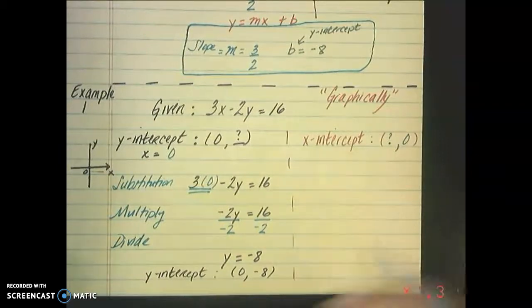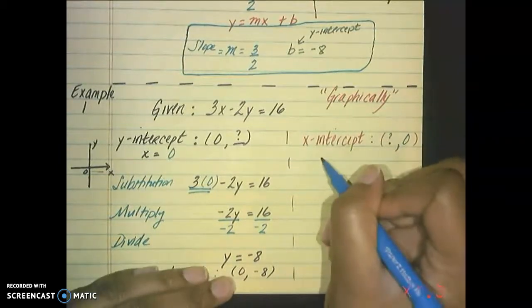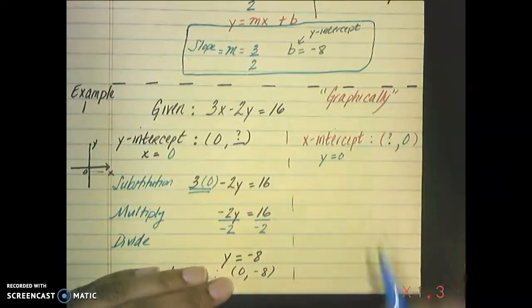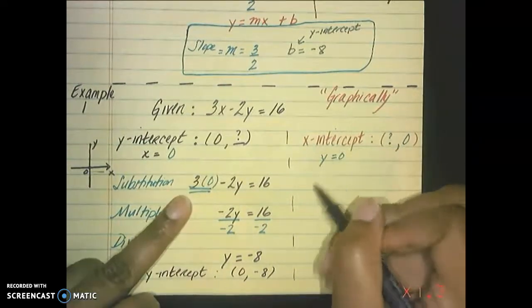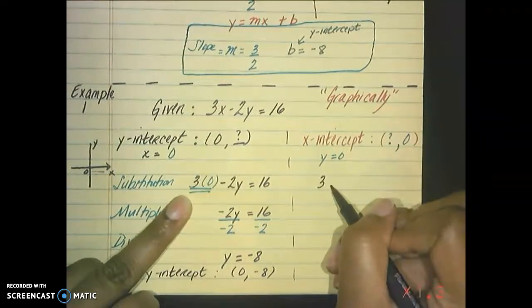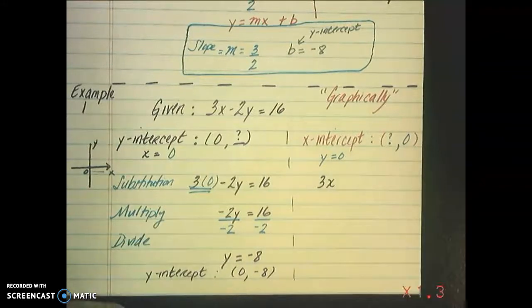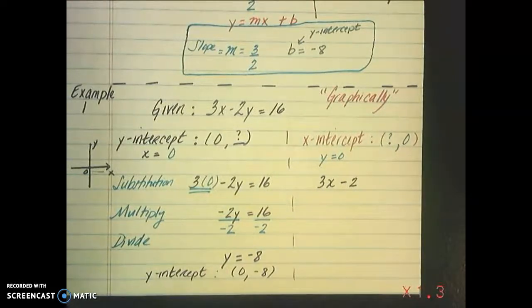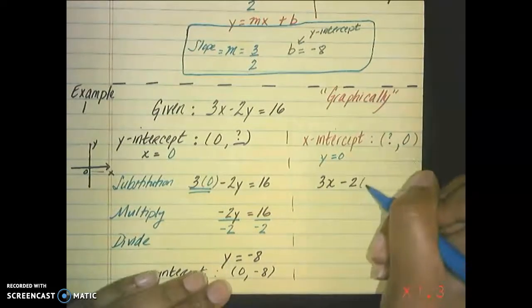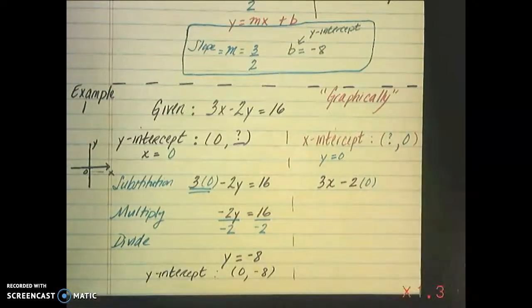So here's what I'm going to do. I'm going to let y equal 0, and I'm going to do the same steps that I just did right here. I'm going to take my original equation in standard form. I'm going to have 3x this time. Why are you doing that, Miss Gable? Because I'm trying to find the x-intercept. Minus 2, and this is where my 0 is going to go. Bam.